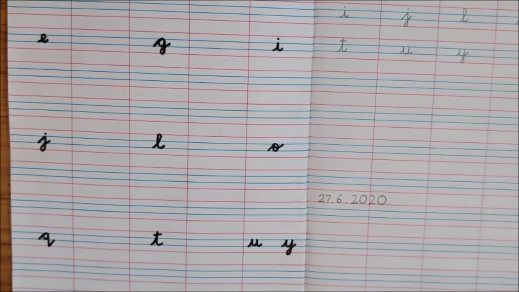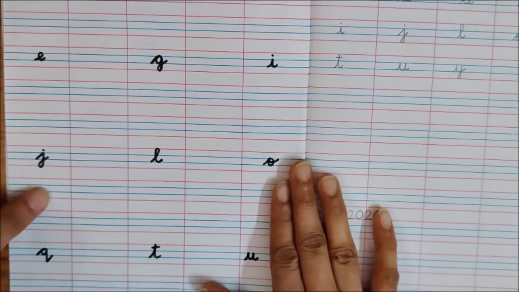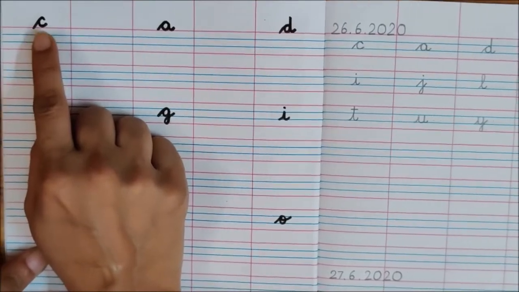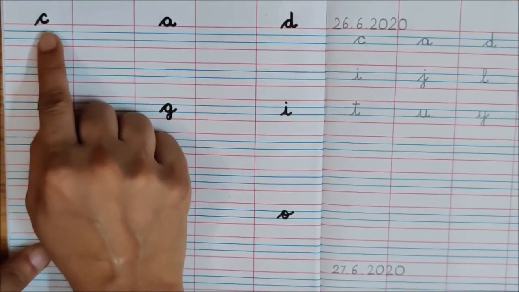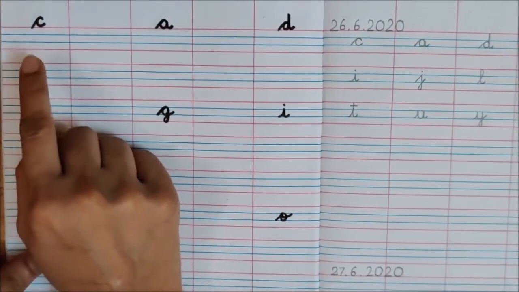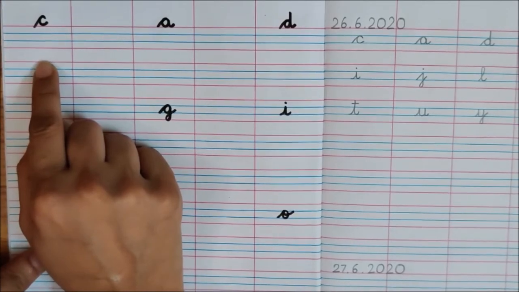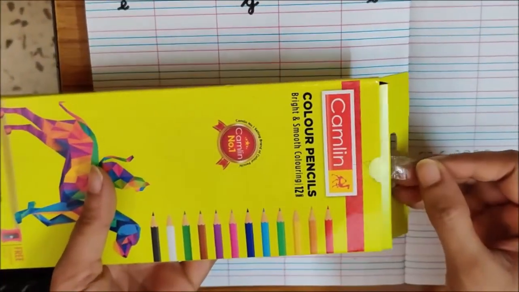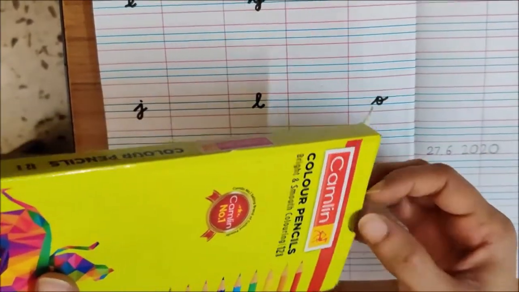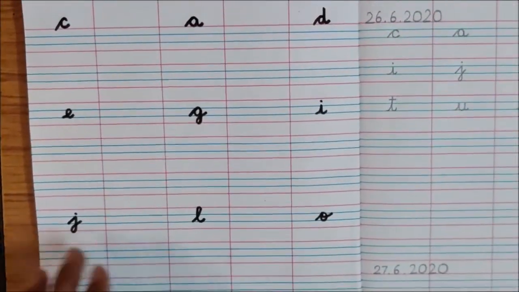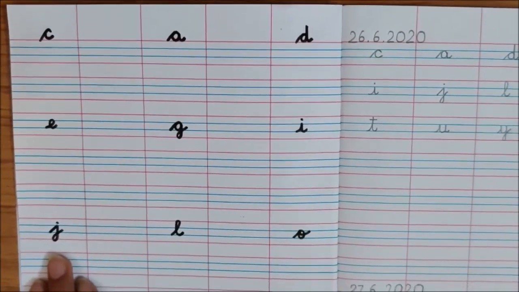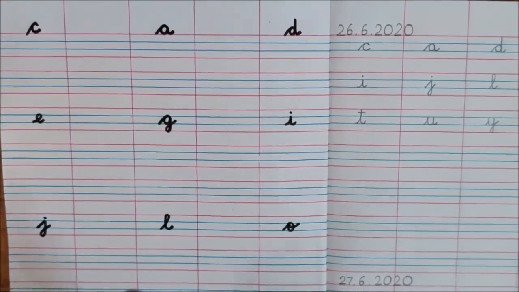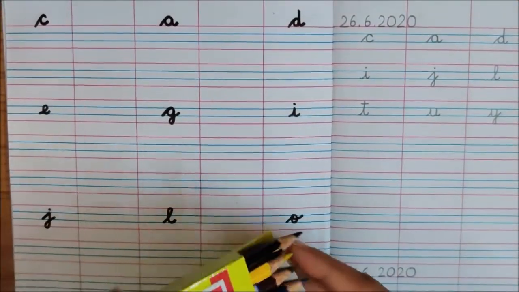After writing all the letters, now it is time to draw one picture for each letter. What is our first letter, children? C. So, we are going to draw one picture which begins with letter C. I am going to draw a car here, with my color pencils. I will draw and color with my color pencils and not with writing pencils. Children, please do not use crayons in your notebook. It will spoil your notebook. Please, no crayons in your notebook. Use only color pencils.